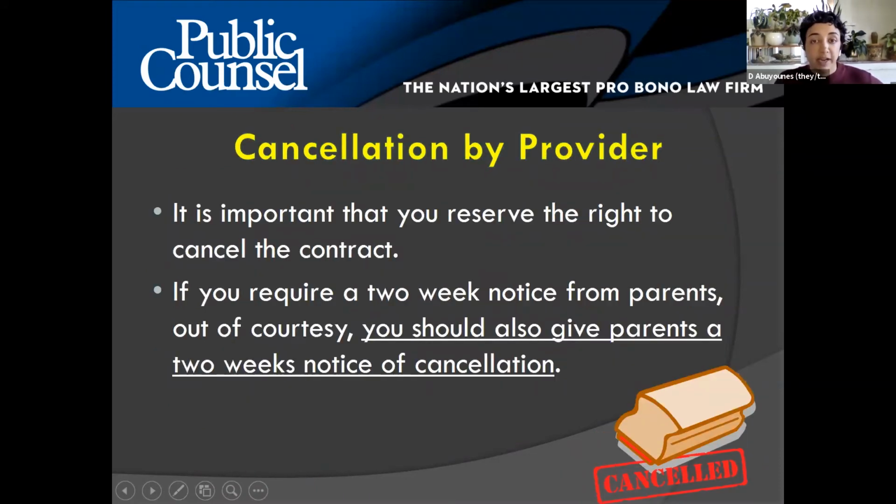So you as a provider can also cancel care for a child. It's important that you reserve the right to cancel the contract. If you require a 2-week notice from parents out of courtesy, you should also give parents a 2 weeks notice of cancellation.